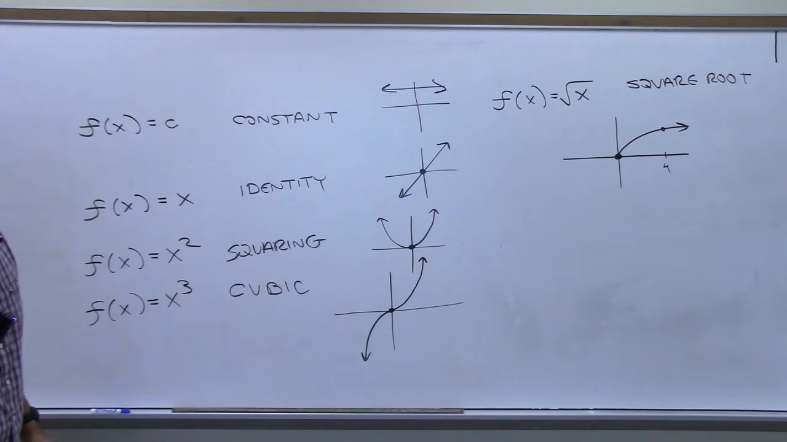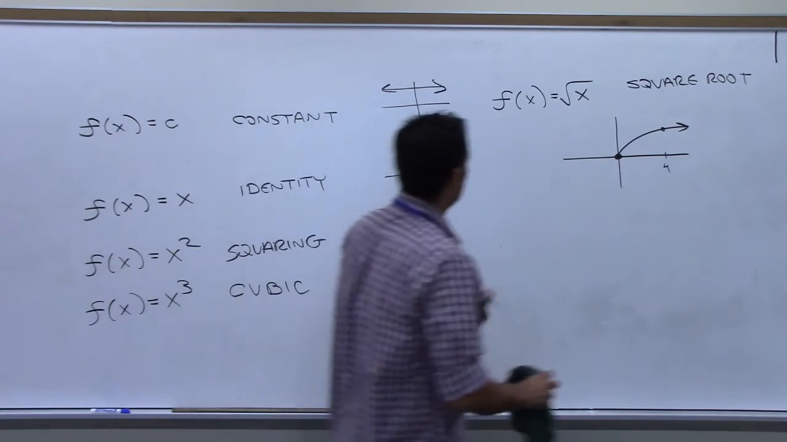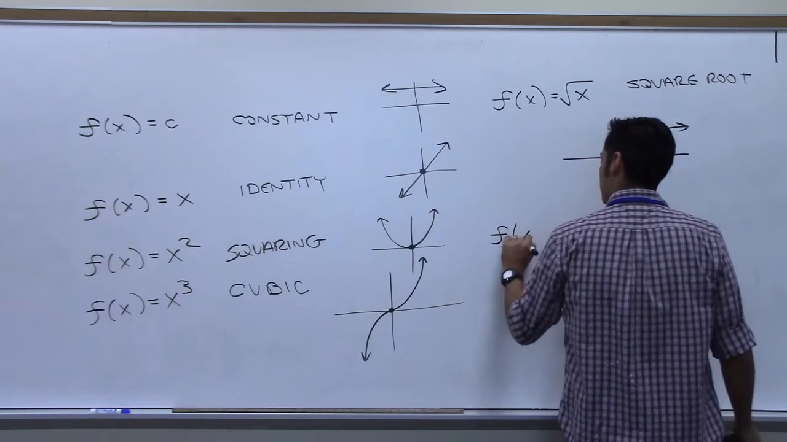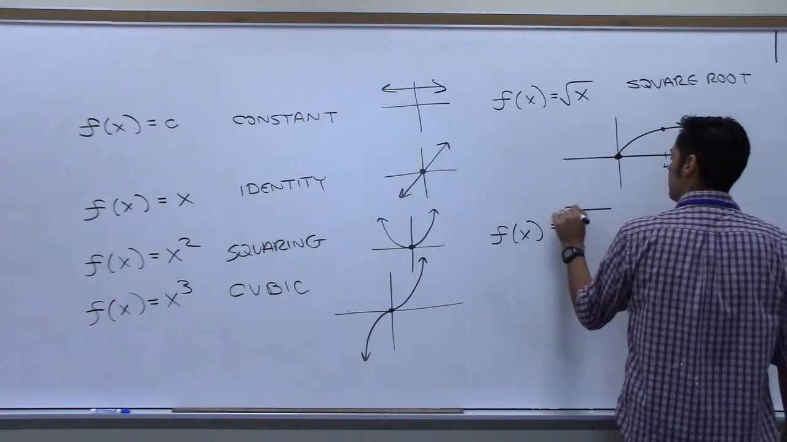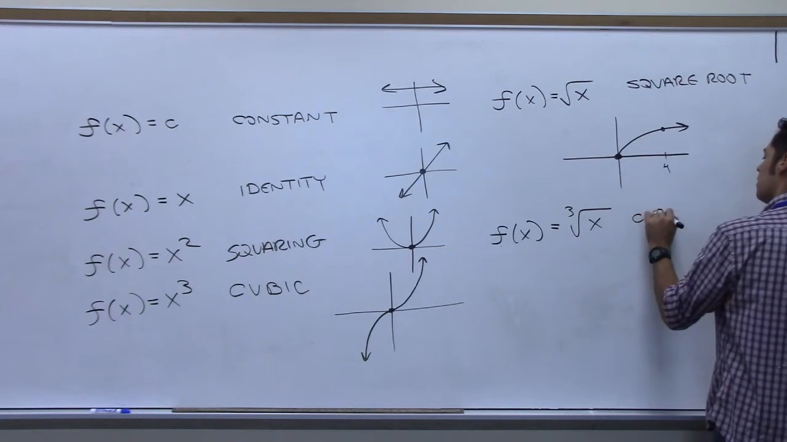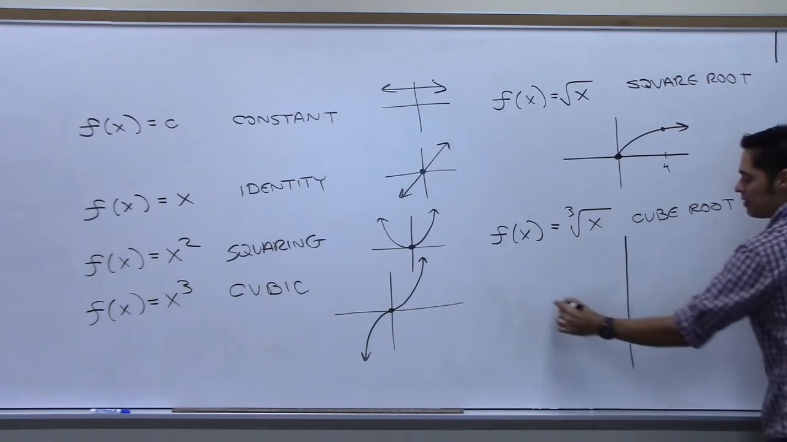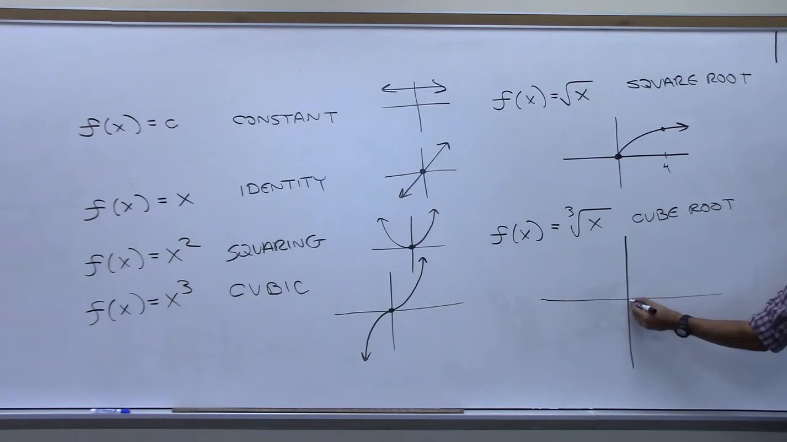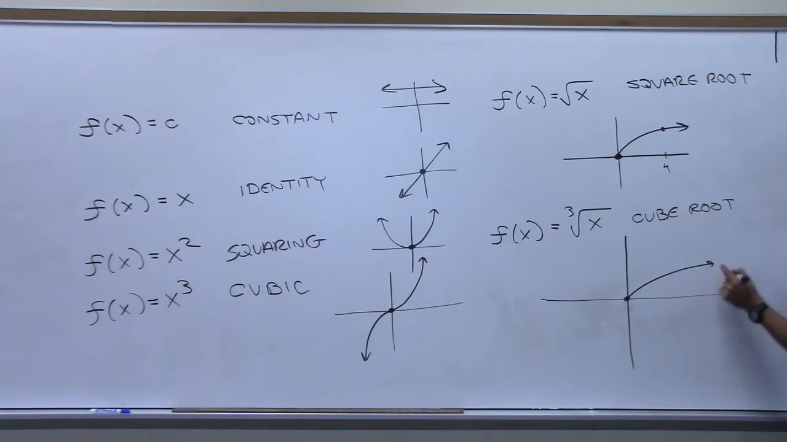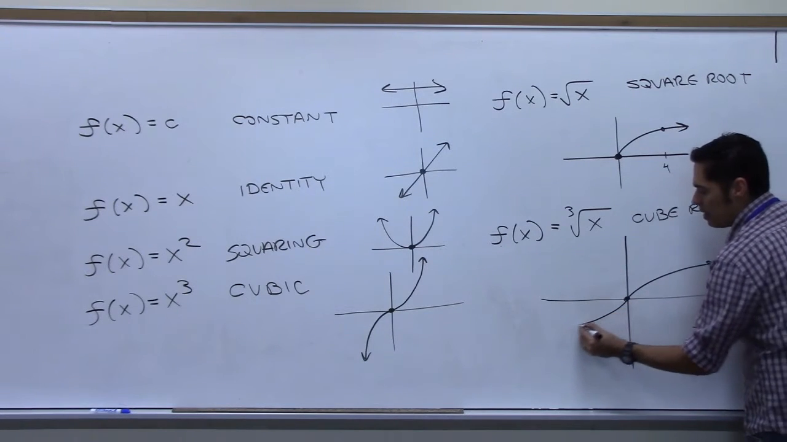Okay, next one is cube root. Every x value. Cube root. And as you might suspect, it looks a lot like the square root, except this time you can go negative because you can take the cube root of a negative number. So it goes like that.